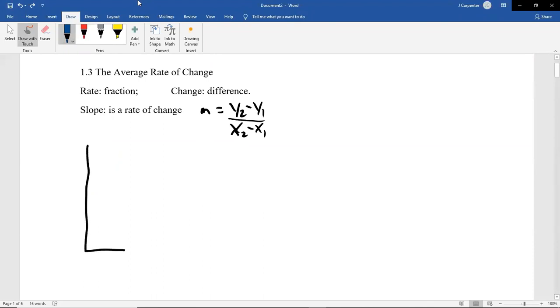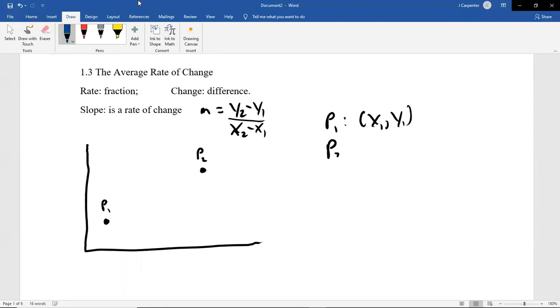Just keeping this in the first quadrant to make things as easy as possible. Let's say we have our first point here, and we have our second point here. So P1, P2. Now each of these points has coordinates. P1 is x1 comma y1, and then P2 is x2 comma y2.